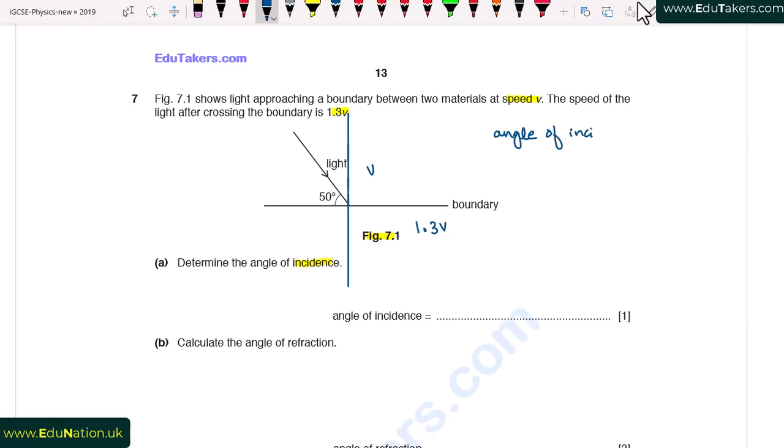I write here: angle of incidence is the angle that the incident ray makes with the normal.